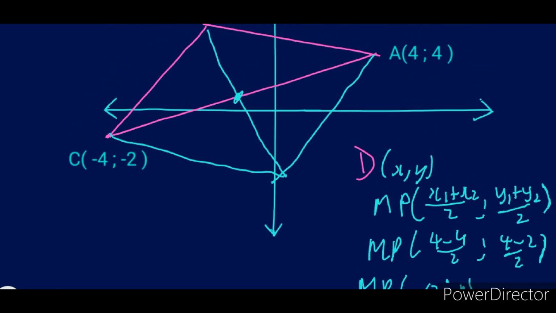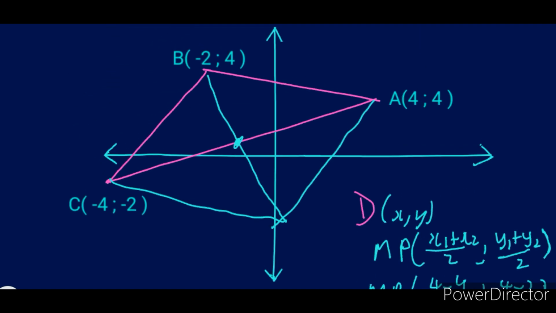Alright, this diagram is not drawn to scale. So it means the midpoint is (0, 1). So we found the midpoint. Let me just write it over here. So (0, 1) is the midpoint. The same midpoint for this diagonal is the same midpoint of this diagonal. So therefore, we can use it to find the coordinates of D.